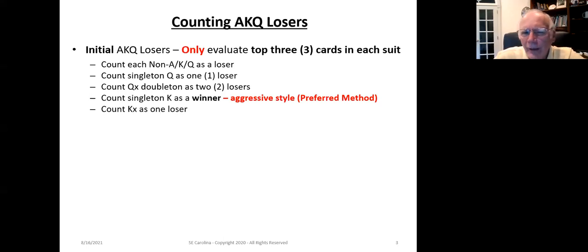Now, if you've got a king-x doubleton, count it as one loser. Don't count that king as a loser, but count the x as a loser. So you're going to count that as one loser.